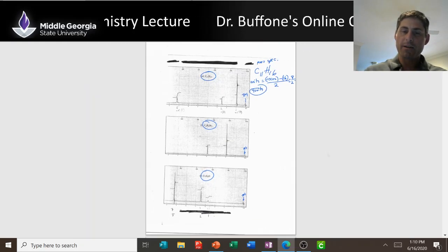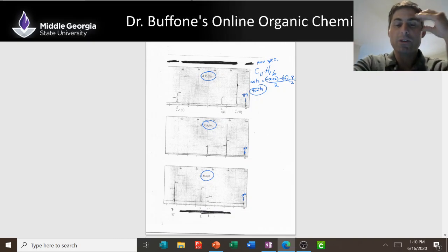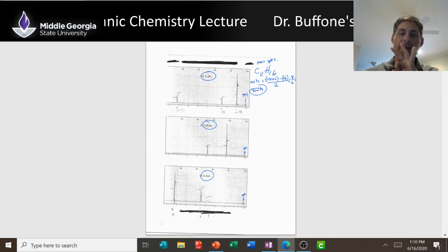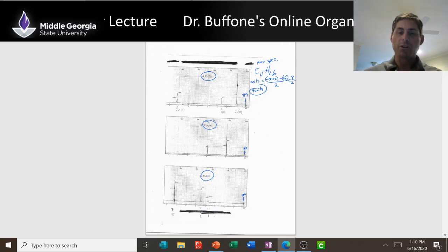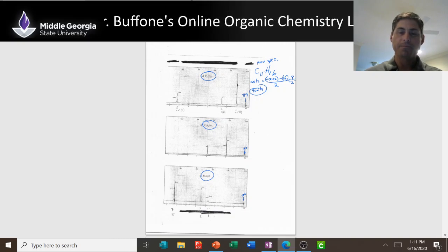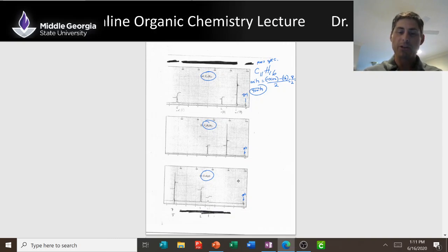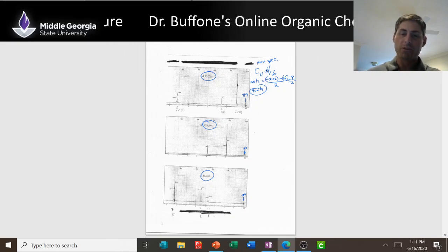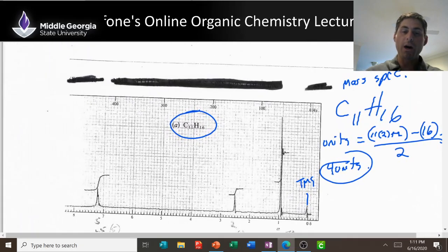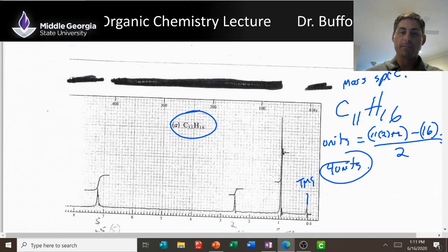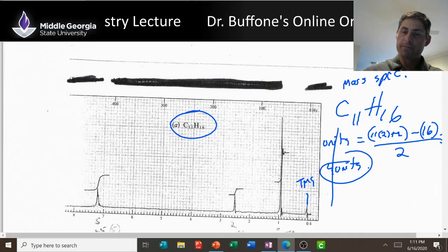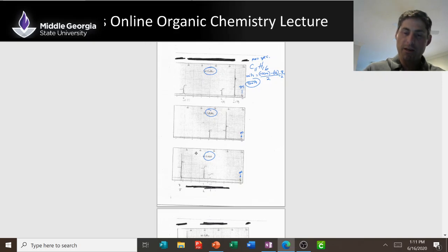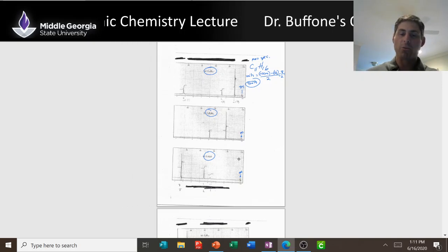So take a look at the first page, and we're going to do a bunch of these problems together in a little bit. We have three spectra, three NMR spectra. If we talk about more than one spectrum, we use the word spectra for NMR spectra. There's three different NMR spectra on this page. This is one NMR spectrum, this is another NMR spectrum, and this is another NMR spectrum.